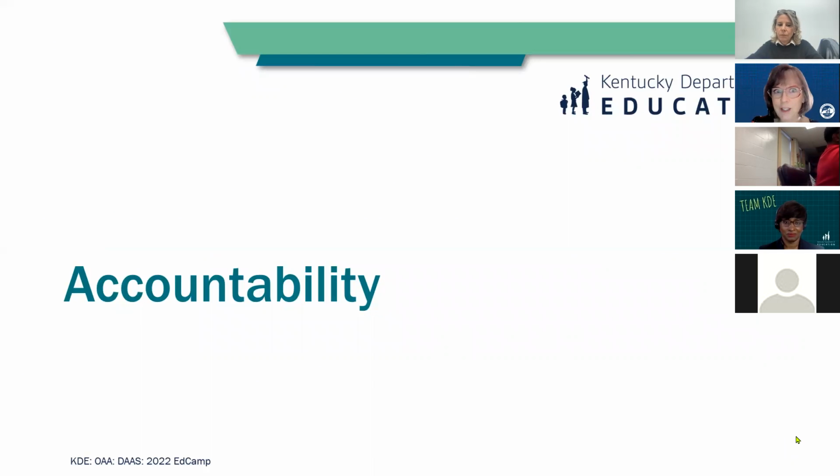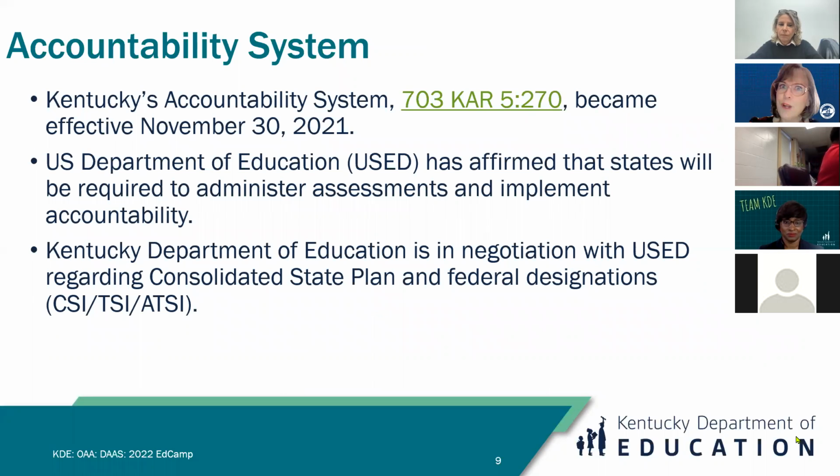Now we'll switch gears a little bit and move into accountability. We don't have quite as much to share with you on accountability as we did assessments, because we have some things kind of in the works. The accountability system regulation, KAR 5270, became effective November 30th of this past year. So just a few months ago, it became effective.